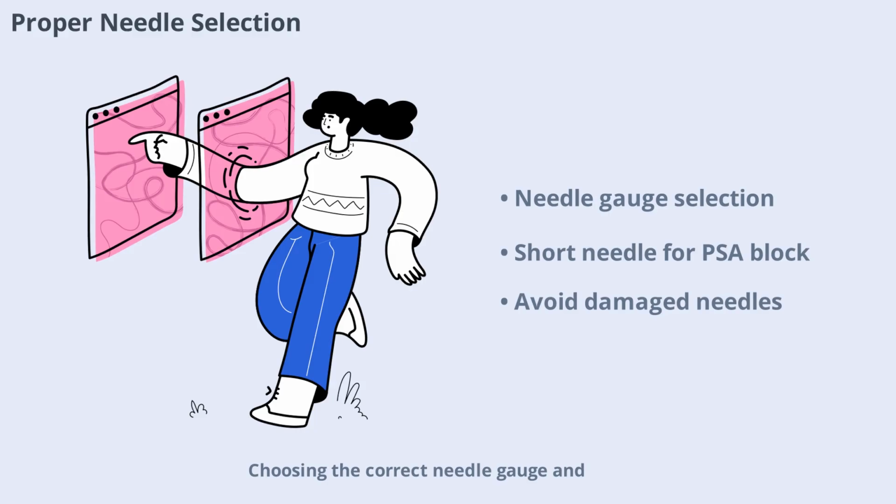Choosing the correct needle gauge and length is vital for minimizing complications. For example, a short needle is recommended for posterior superior alveolar nerve blocks to reduce the risk of hematoma and nerve injury. Using high-quality needles and avoiding barbed or damaged needles further enhances safety.